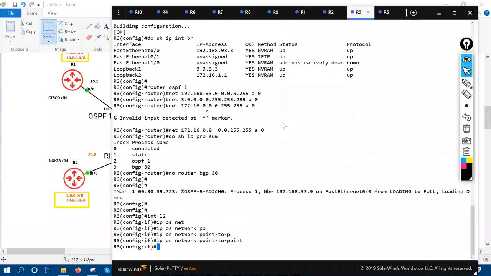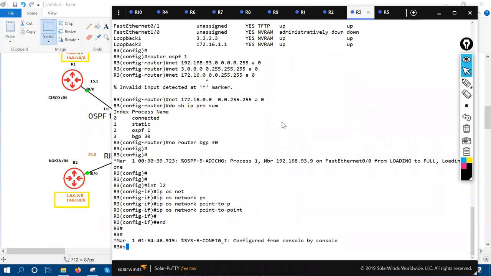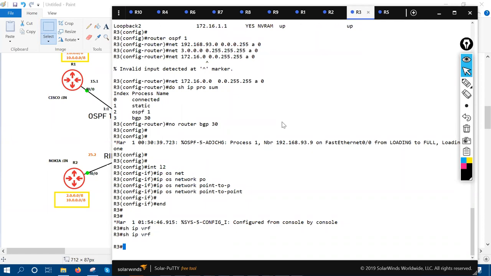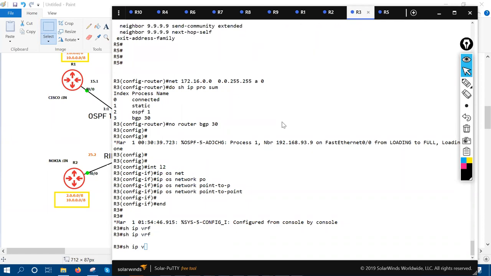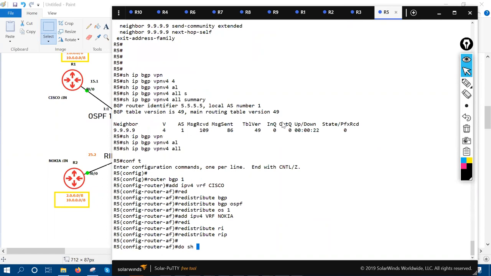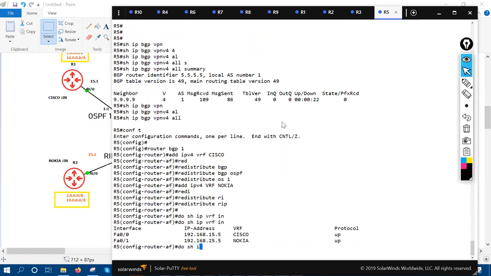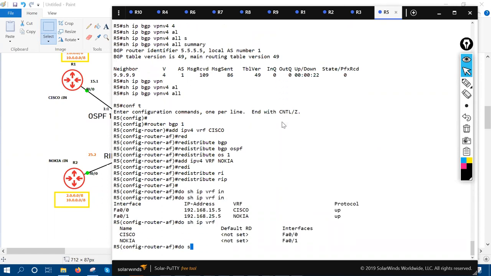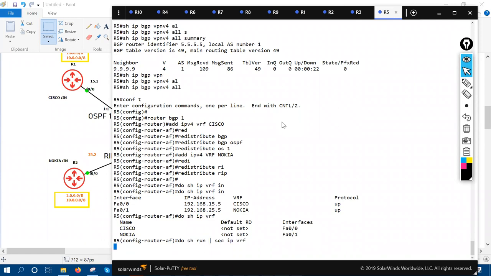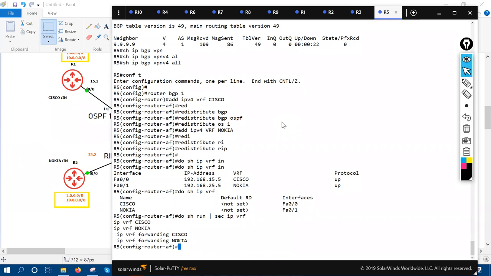So guys, first of all, one thing. Do we have any RD value over there? Sorry, R5. Do show IP VRF interface. I have a VRF configured. Do show IP VRF. Do we have any RD? Do show run section IP VRF. I just have a VRF configured on the particular interface, that's it.